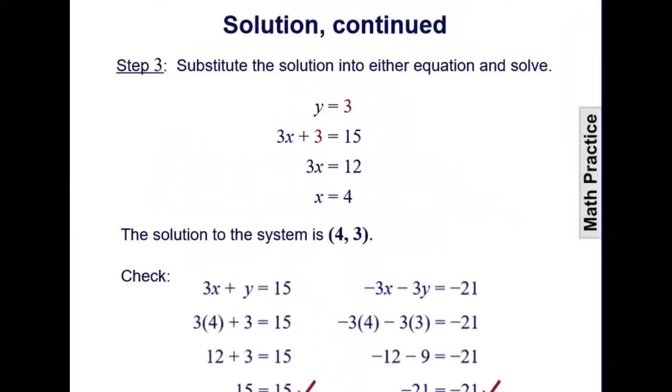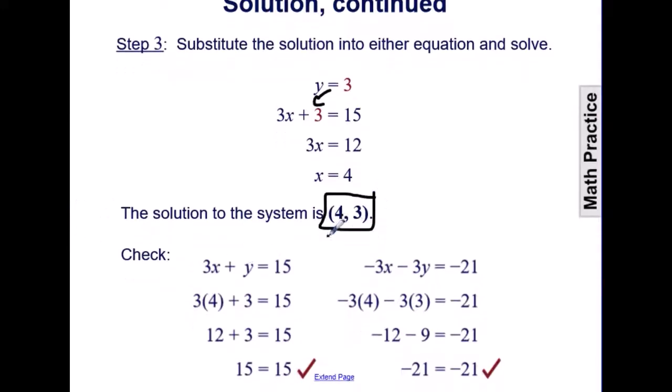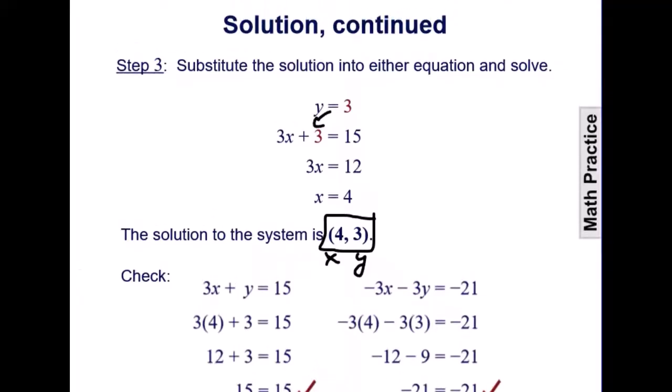Now we can take y equals 3 and make that substitution into either equation. We're choosing 3x plus y equals 15 and substituting in. If we solve, we subtract 3, divide by 3, and get x equals 4. So the solution to the system is 4, 3. It checks out when we substitute x equals 4 and y equals 3 into both equations. 15 equals 15, negative 21 equals negative 21. So it checks out as our solution.